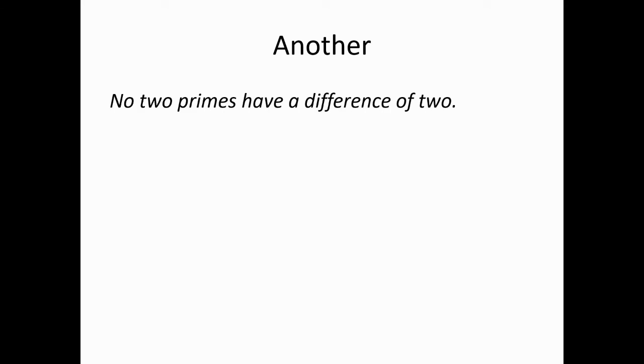How about this one? No 2 primes have a difference of 2. Well, let's actually put this in a conditional form. How about this? If 2 primes are subtracted, of course that's what we mean when we talk about differences, then the result is not 2.